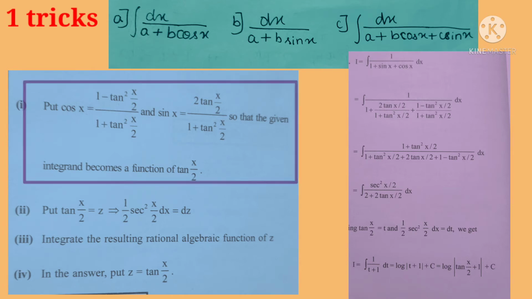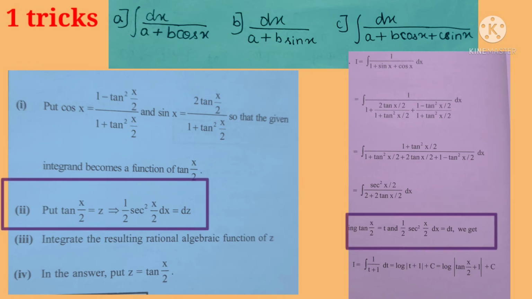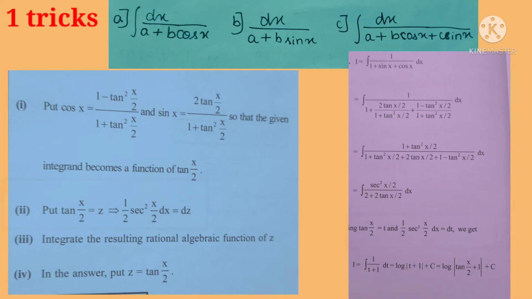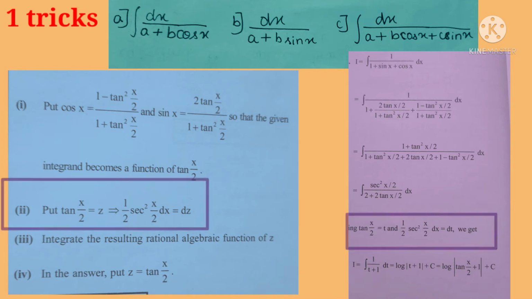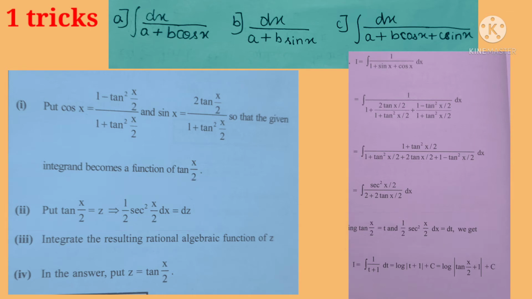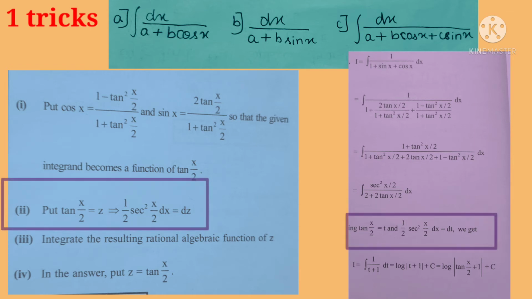Substitute these in place of cos x and sin x. After doing that, we need to substitute tan x by 2 is equal to t. I have written t so that it doesn't confuse. If we put x, y and z, it may confuse according to the question, so just put t on the safer side. Differentiating tan x by 2 gives sec square x by 2 times 1 by 2, so dx is equal to dt.